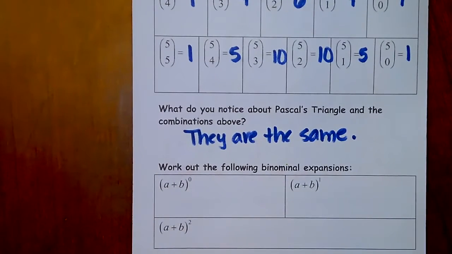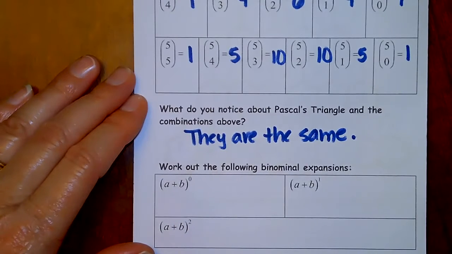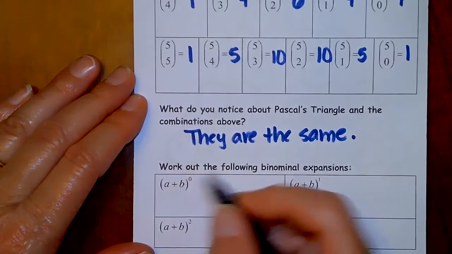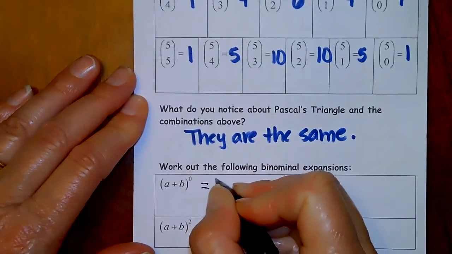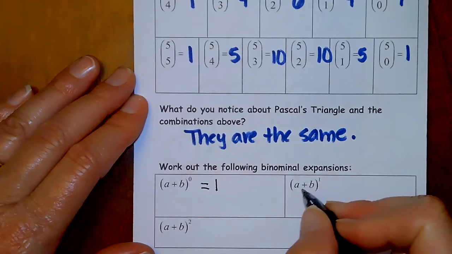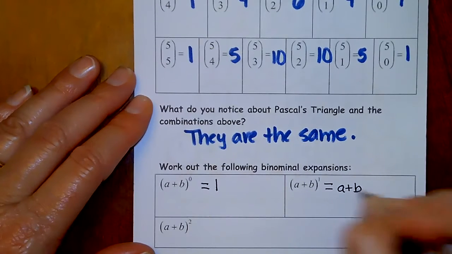So what we're going to do is take these binomials, a plus b, 2 terms, binomial. And I'm going to be taking a plus b to different powers. A plus b to the power 0 is 1, because anything to the power 0 is 1. A plus b to the power 1 is a plus b.